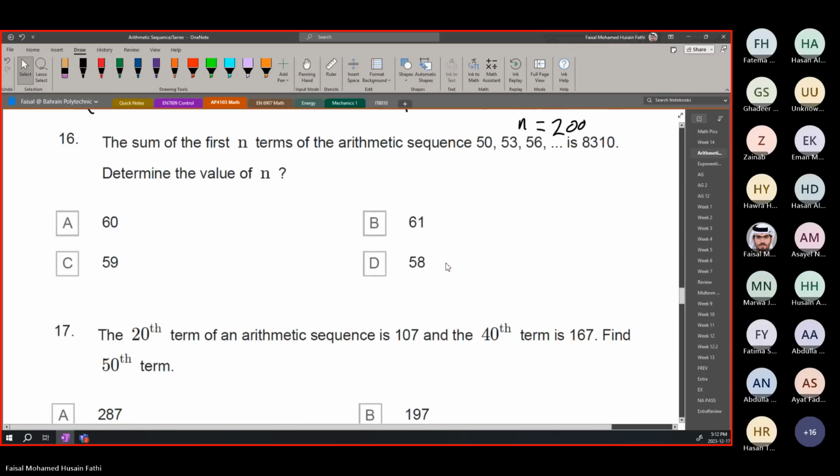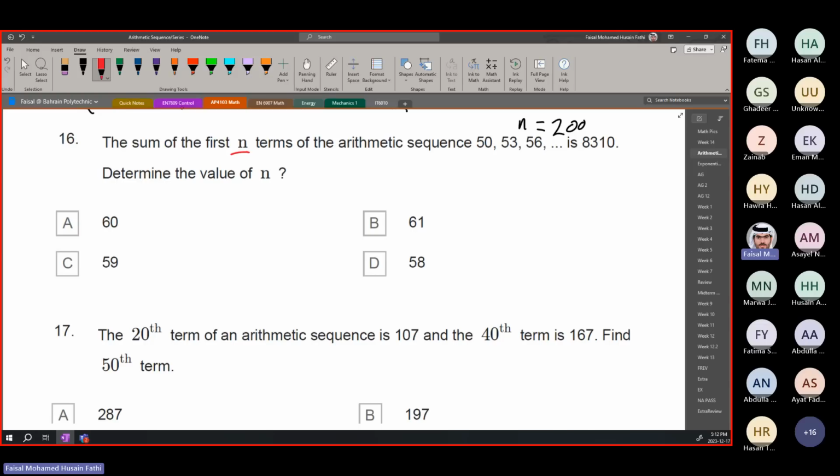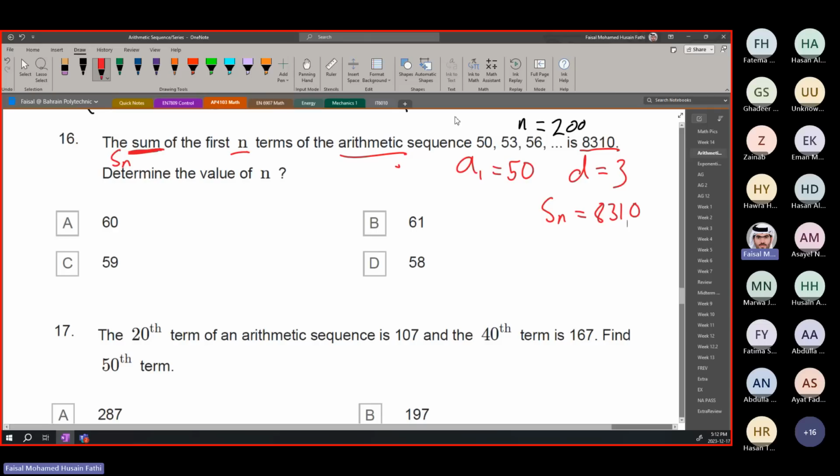All right? The sum of the first n terms of the arithmetic sequence. We know it's arithmetic, so we know the common difference directly. A1 is 50. d is equal to 3, which is 53 minus 50. And we know that the sum, meaning Sn, is 8310. Determine the value of n. Okay. This one we have to do simultaneous equations for.